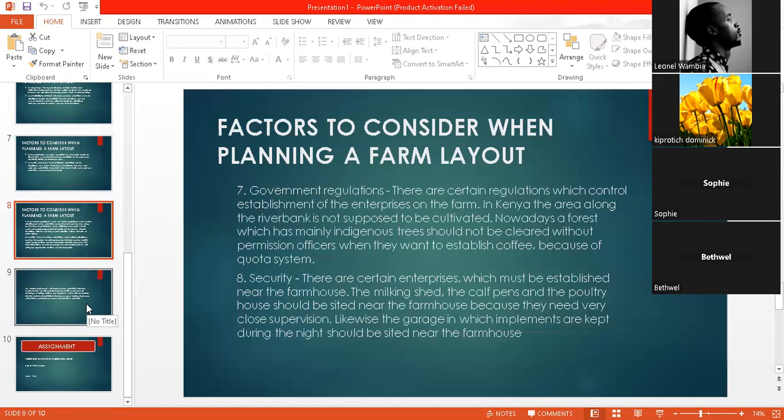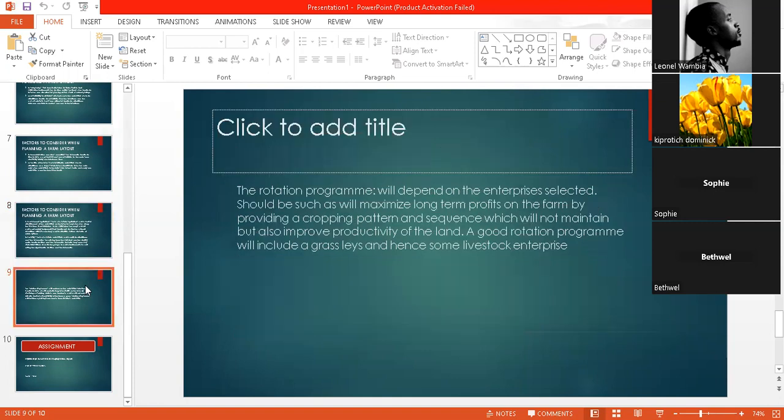Basically, what we are saying, or what Dominic has read, is you need to consider where you're placing the most critical enterprises, especially the ones that are prone to be affected by insecurity. For example, calf pens, poultry, you put them in a place where you can be able to access and see them. Don't put your poultry houses far away from the house. In case anything happens, you're not going to be able to know. So just place them near.